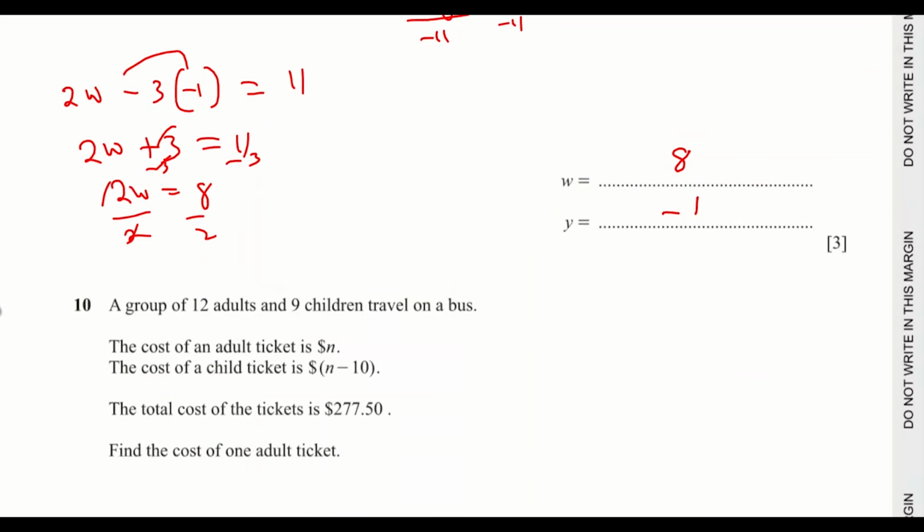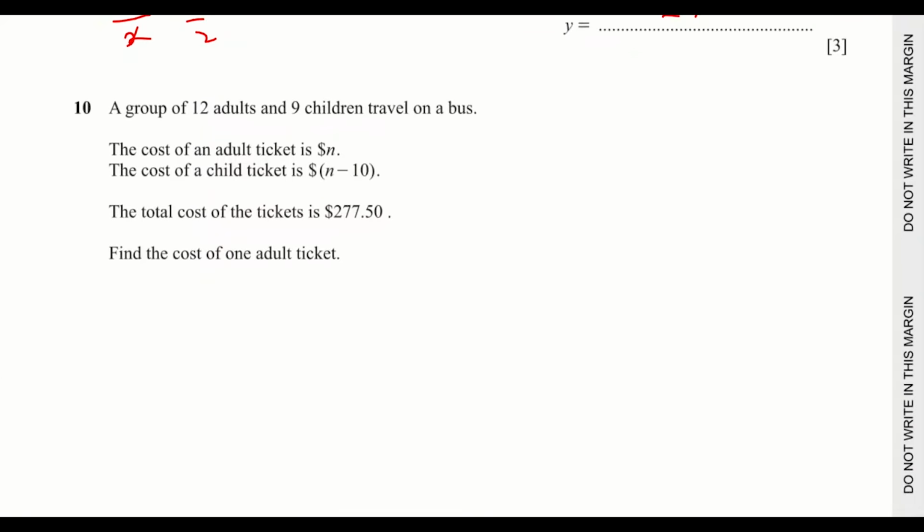So let's go to the next question, question 10. A group of 12 adults and 9 children travel on a bus. The cost of an adult ticket is $n. The cost of a child ticket is n minus $10. The total cost of the tickets is $277.50. Find the cost of one adult ticket.